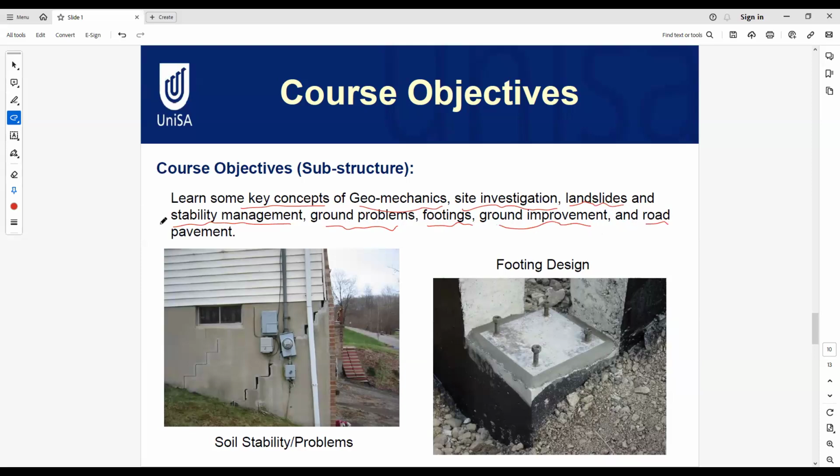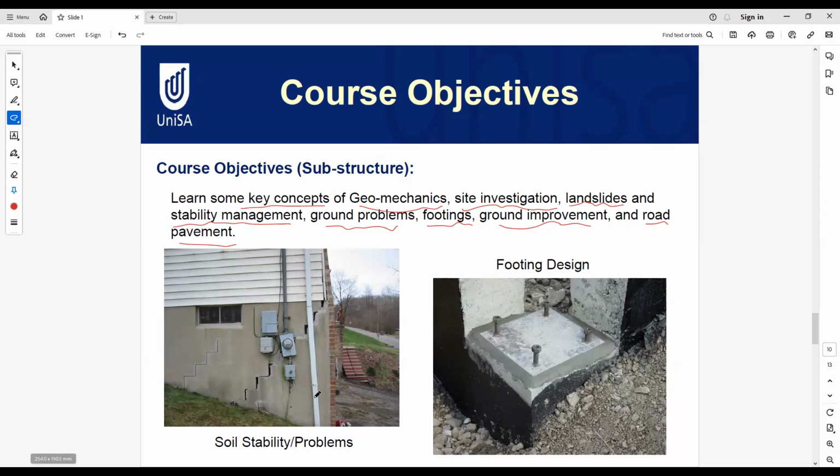And the last part of the substructure part is the roof pavement. So we will be looking at the roof pavement and how to achieve the required strength of the roof pavement, and what type of roof pavement, and so on.